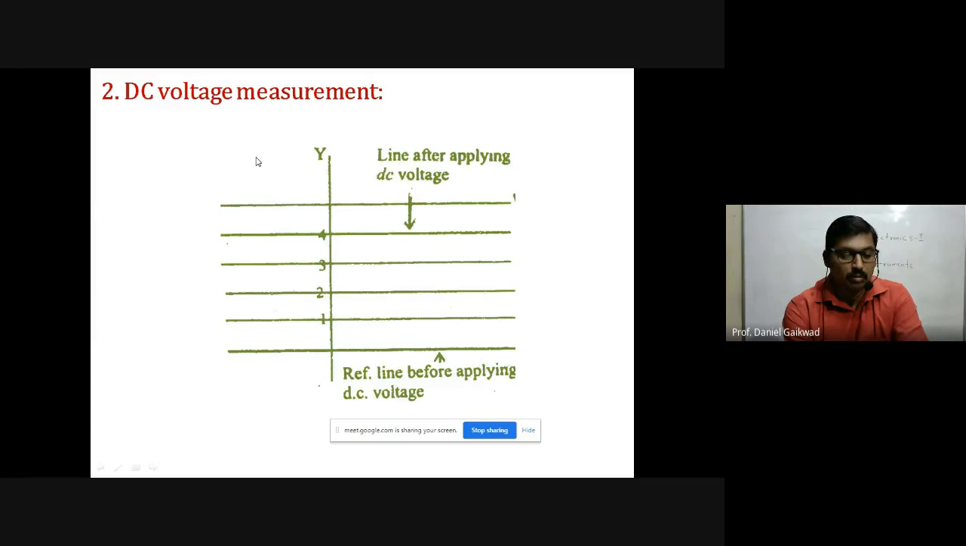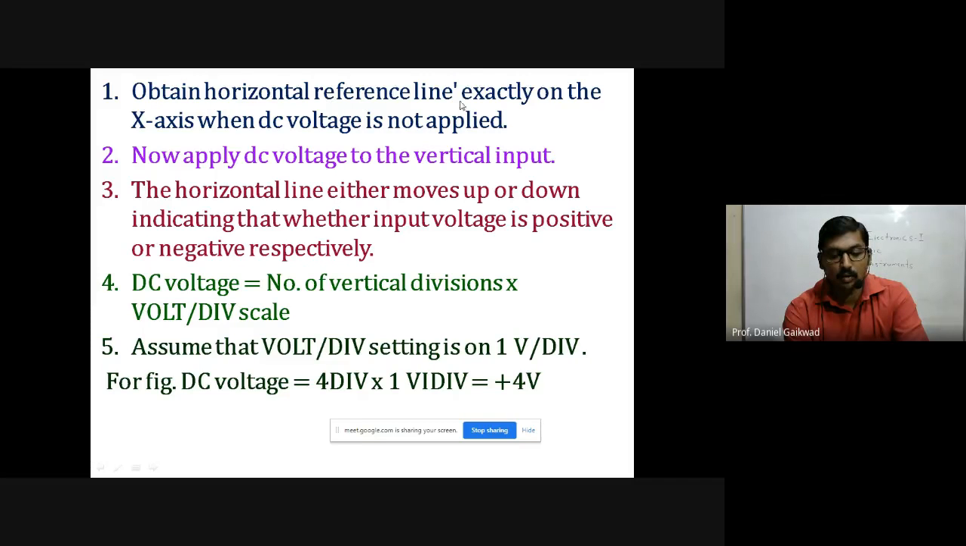Now we have again a similar method. Obtain the horizontal reference line exactly on the x-axis when DC voltage is not applied. So the horizontal reference line of the electron beam is set on the x-axis. Now apply DC voltage to the vertical input. When we apply the DC voltage to the vertical input, that horizontal line will either move up or down. If it is positive, it moves in the upward direction. If it is negative, then it will go in the downward direction, indicating whether the input voltage is positive or negative respectively.